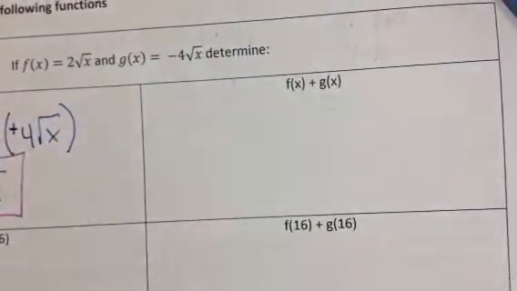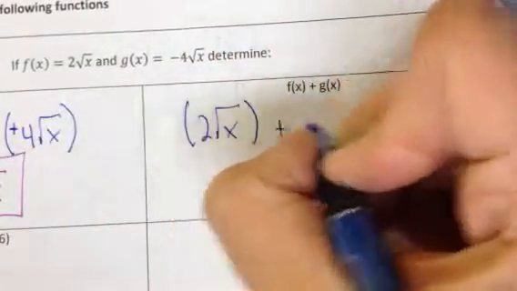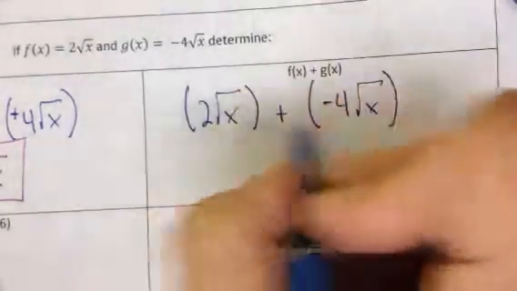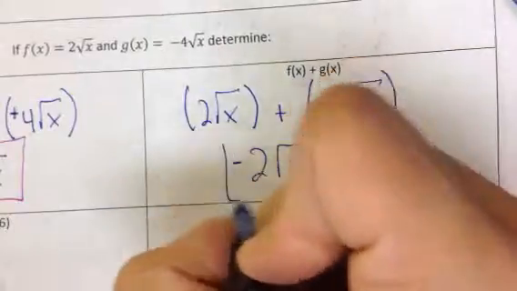So when I'm done, I'll add the 2 and 4 and get 6 square root of x. And then I'll do the same, but this time I'm going to add them. So 2 square root of x plus -4 square root of x. So when I'm done, I can add these, the 2 and the -4, and get -2 square root of x.